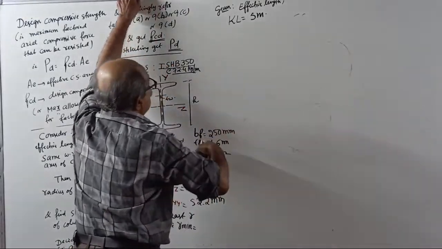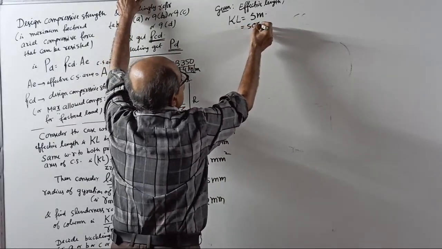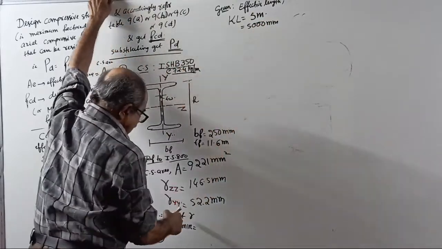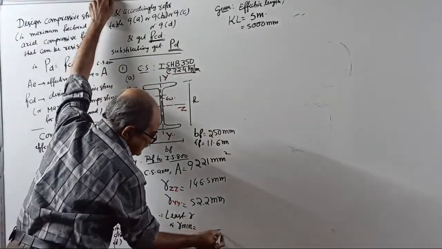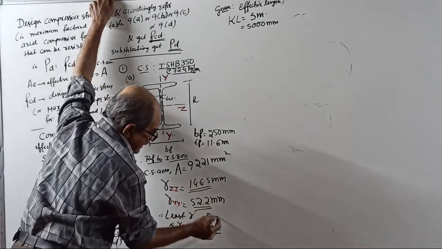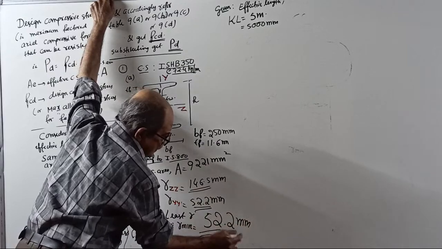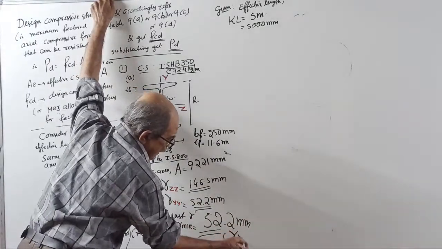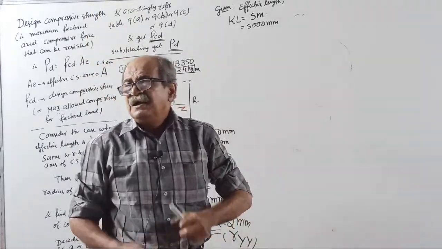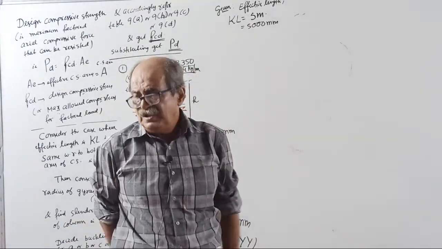Okay. Now, KL is 5 meter, or equal to 5000 millimeter. Okay, now, tell me, what is the least R? 146.5, 52.2. Least R is 52.2 millimeter. Remember, that is your RYY. That means this column, if at all buckling takes place, buckling will be about XX or YY.